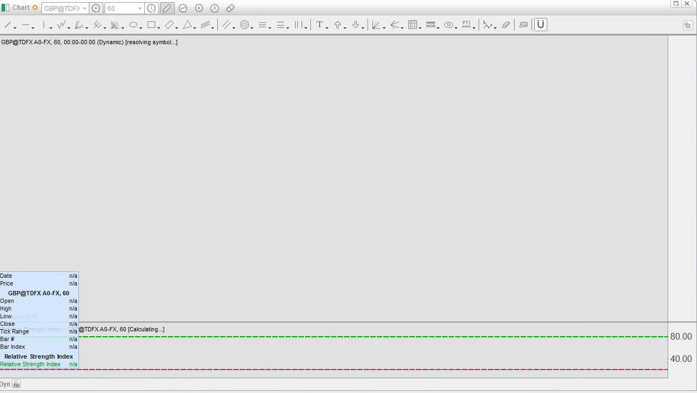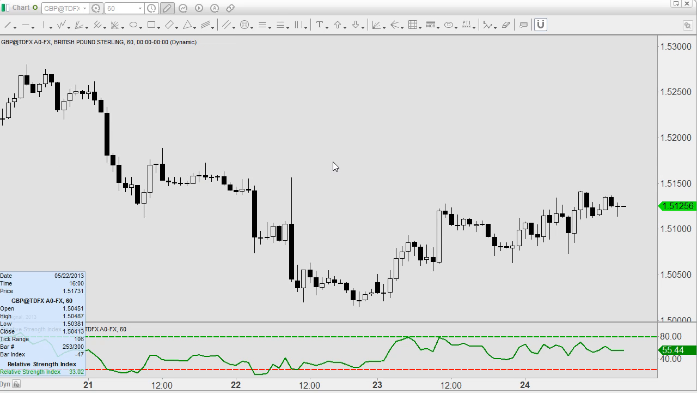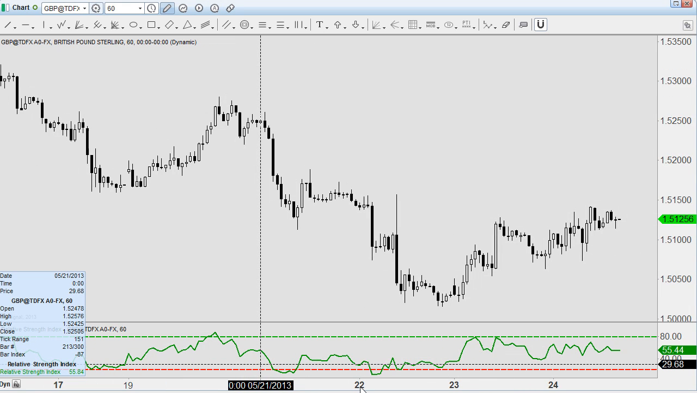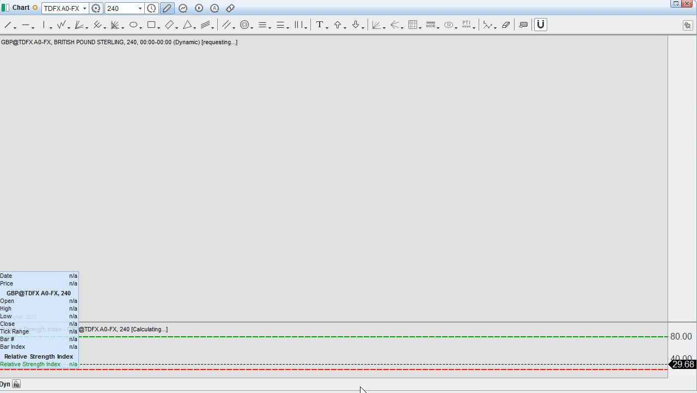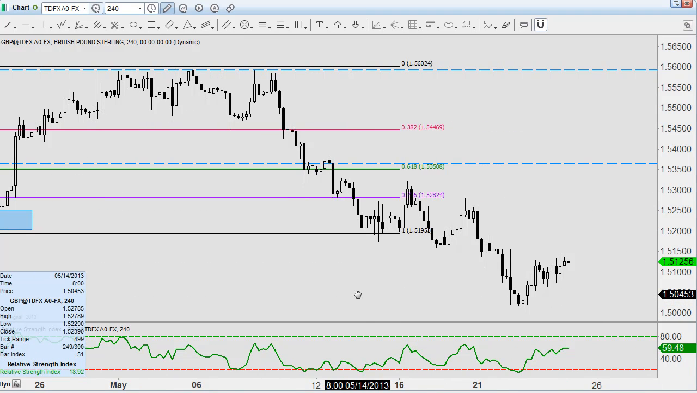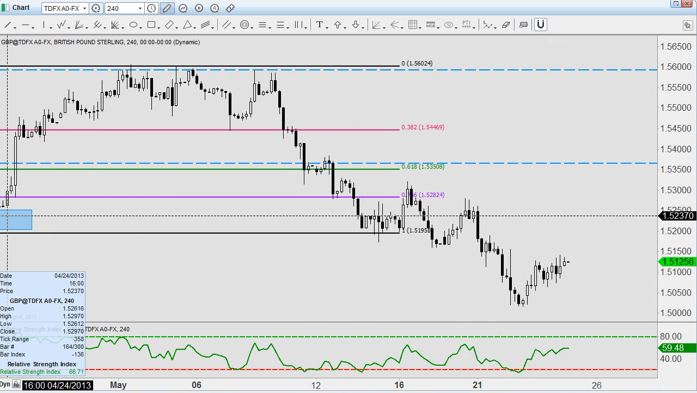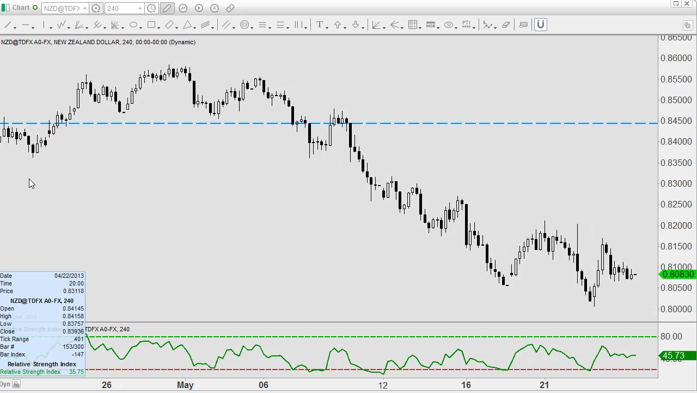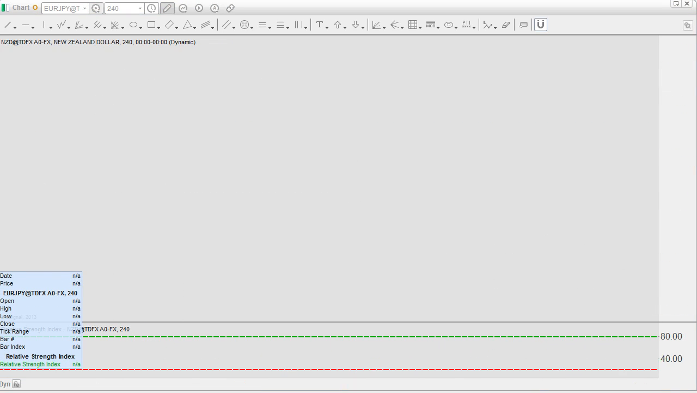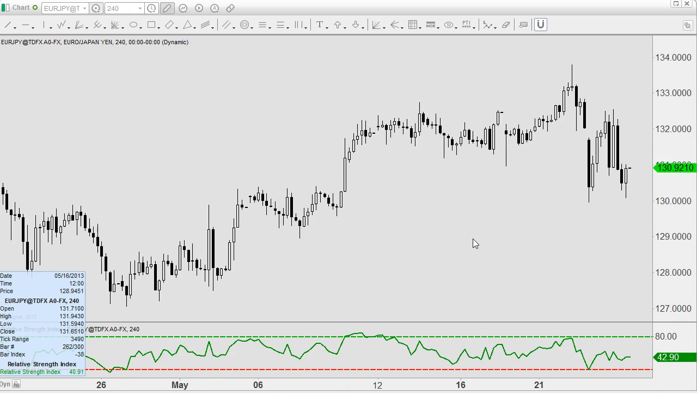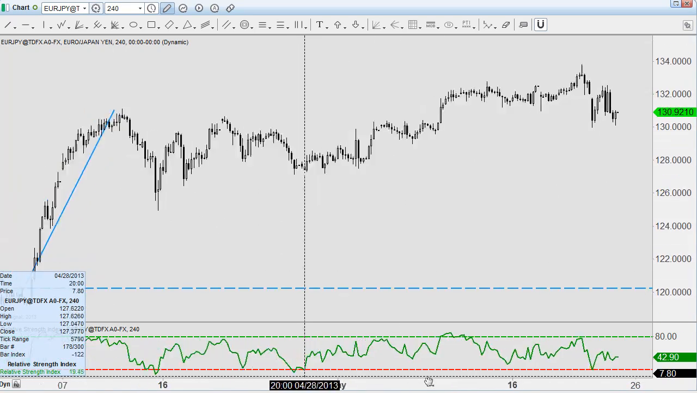All right, rolling over to the pound. Pound is giving me really nothing. Go back out to the 4 hour here. The pound is giving me really nothing here that I can play with, and so I'm going to leave the pound alone for today. Let's go to New Zealand. New Zealand, again, nothing. Euro yen. Euro yen, again, nothing.